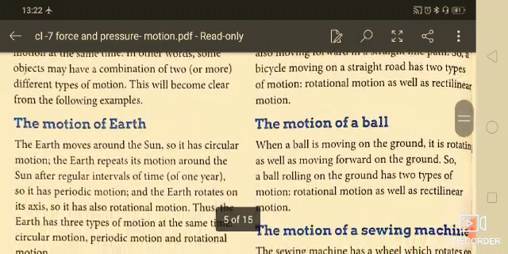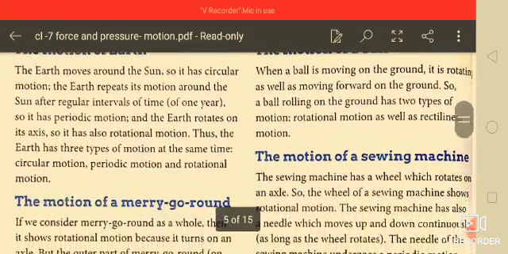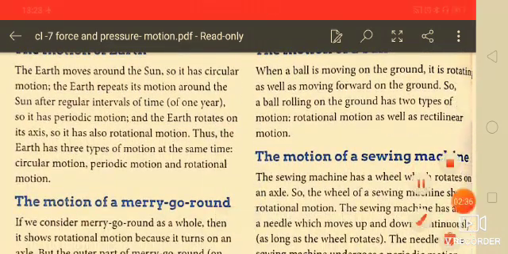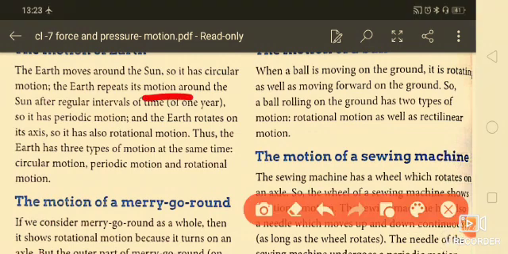The first one is the motion of Earth. Earth moves around the sun and it has circular motion. The Earth repeats its motion around the sun after a regular interval of time, that is 1 year, so it has periodic motion. Earth also rotates on its axis, so it has rotational motion. Thus the Earth has three types of motion at the same time: circular motion, periodic motion, and rotational motion.